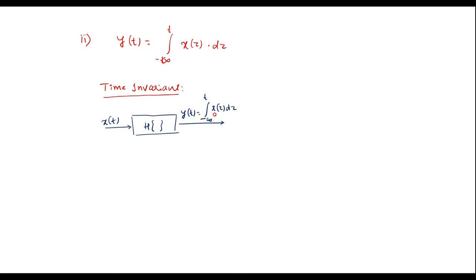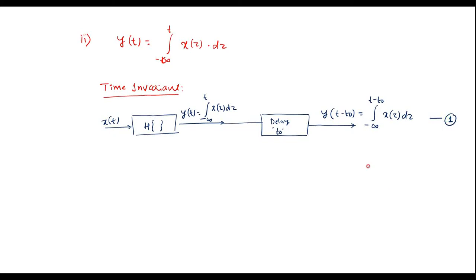Now I will pass this signal through the delay element. The delay system provides a delay of t naught. In that case, each t is replaced by t minus t naught. So the output of this will be y of t minus t naught, that is still delayed by t naught unit, is equal to integration minus infinity to t minus t naught x of tau d tau. I will call it equation 1.